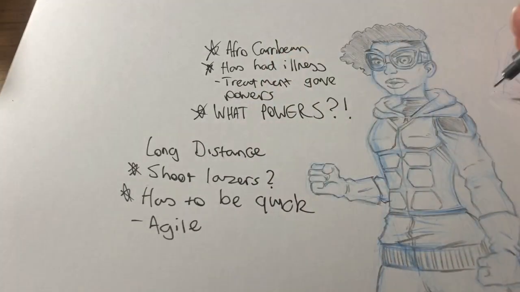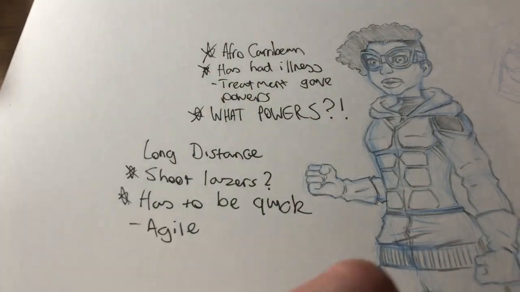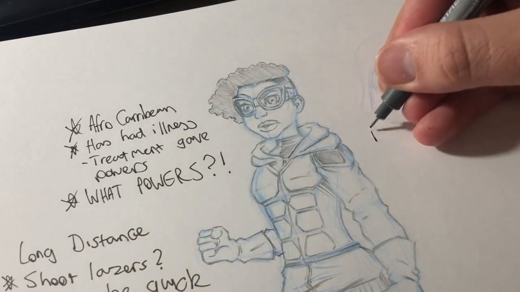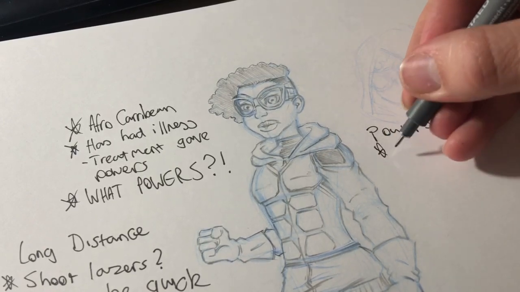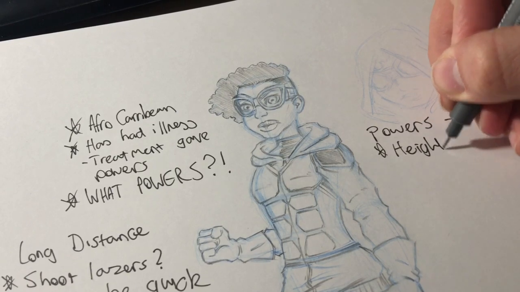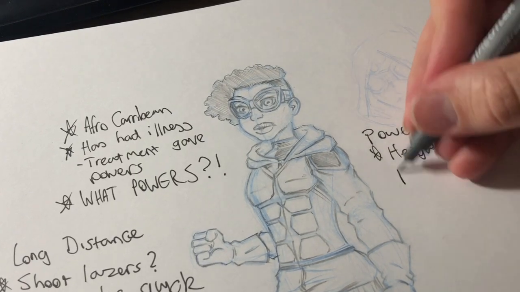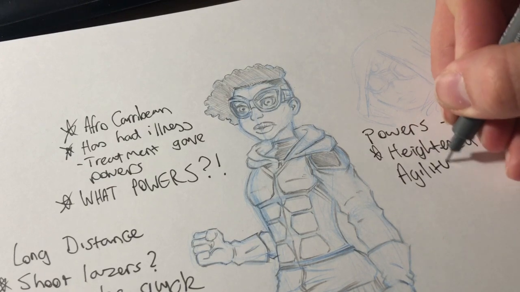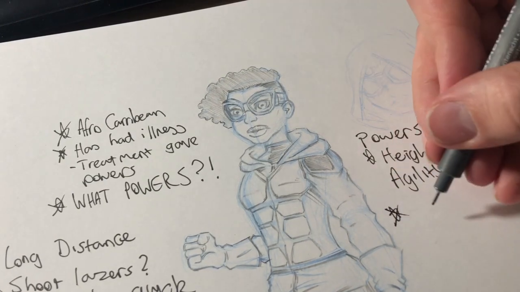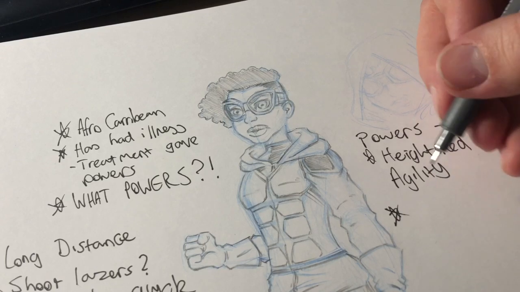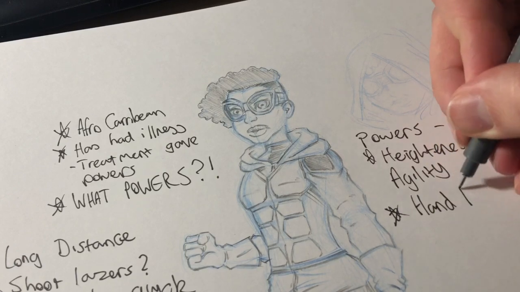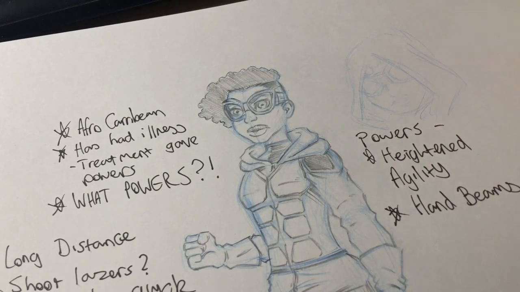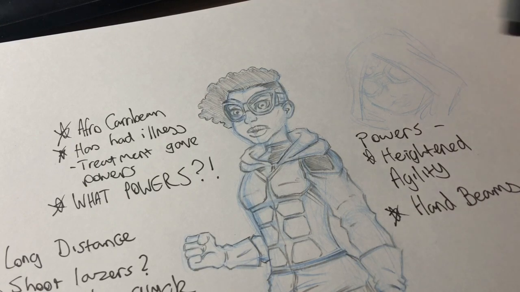So, powers. Heightened agility. And hand beams. We need a symbol for it, don't we?